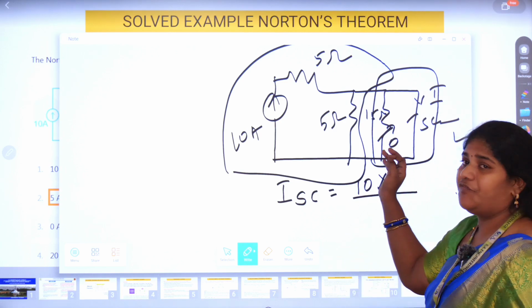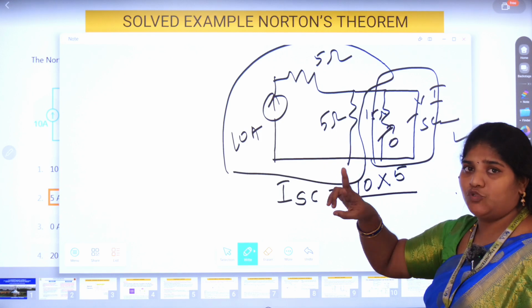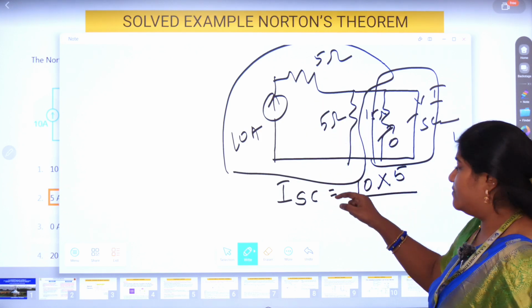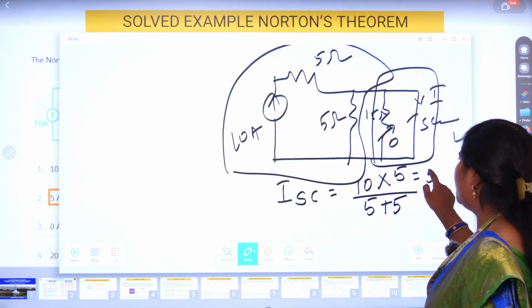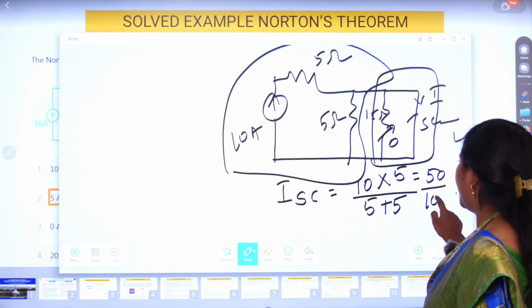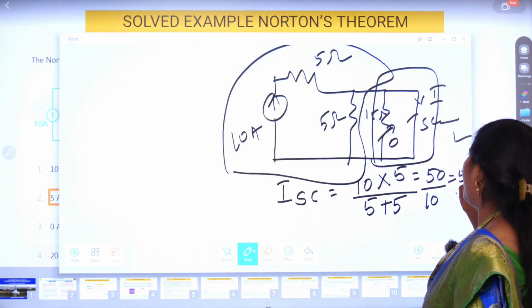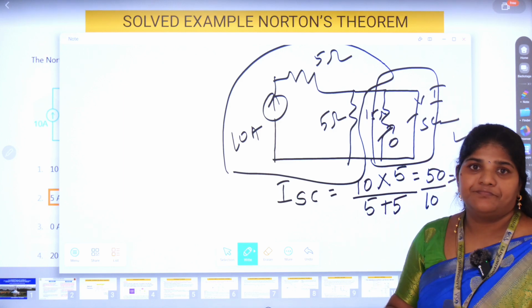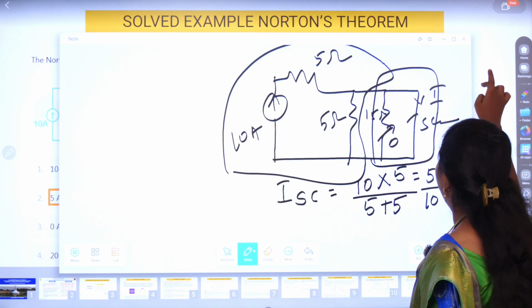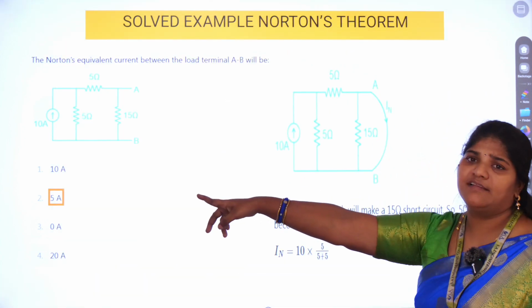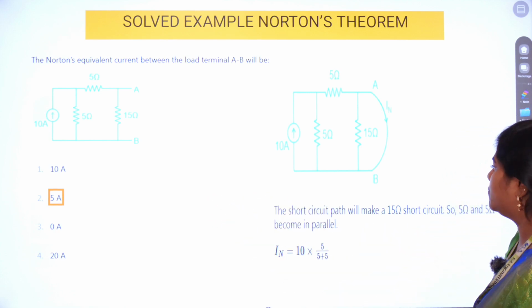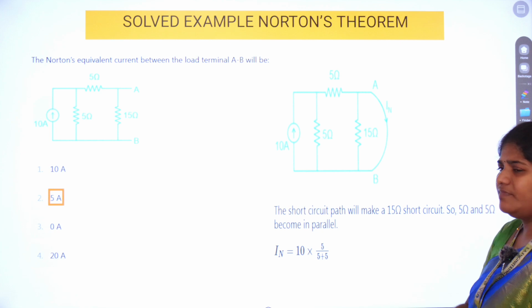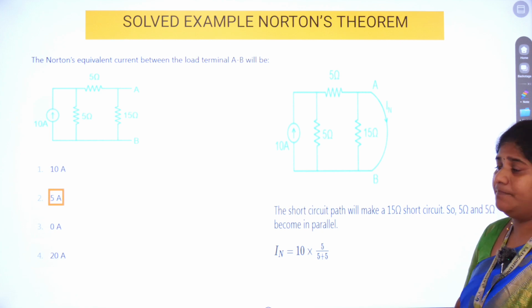So neglecting this 15, we are still left with 2 resistors, 5 and 5. So the sum of the parallel resistors is 10. So here comes 50 divided by 10, so my answer is 5 amps. Right? So this is the understanding, and that is the reason option number 2 has been chosen. Right? So this is what I am trying to explain.